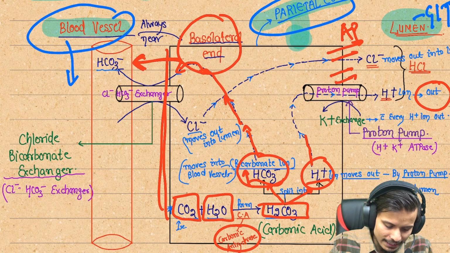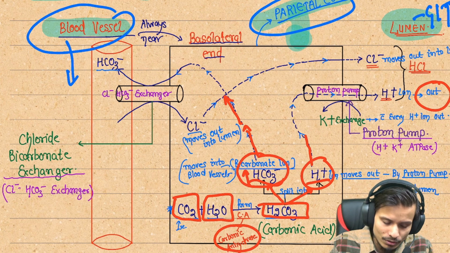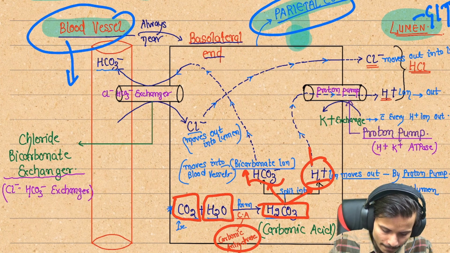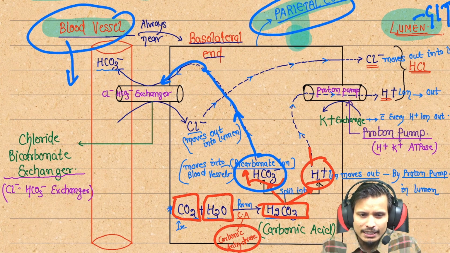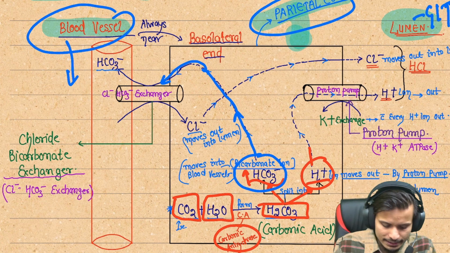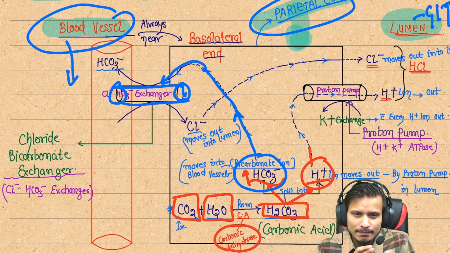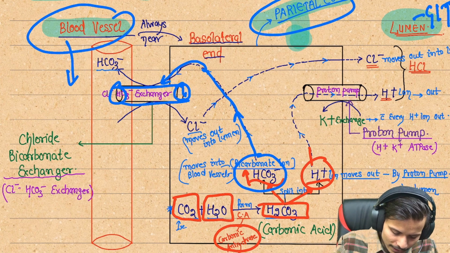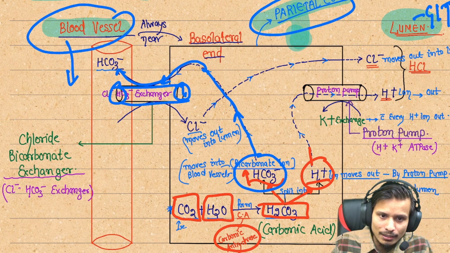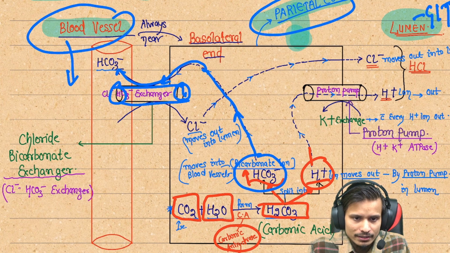So let's see next how the HCO3 minus is going to move out. See this. Next we can see this HCO3 minus is moving like this, and they are coming here. Here another exchanger is situated. We can see this exchanger is like this. Between the blood vessels and the basolateral end of the parietal cells, this leads to the HCO3 minus moving inside the blood vessels, and this HCO3 minus is reaching the blood vessels.